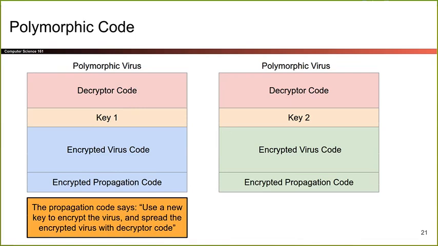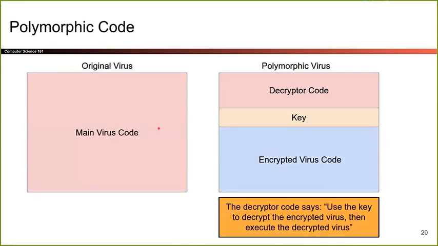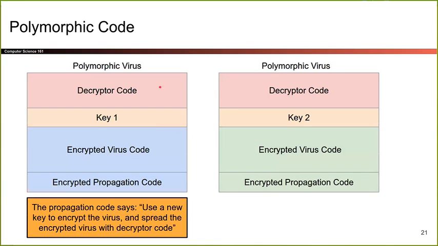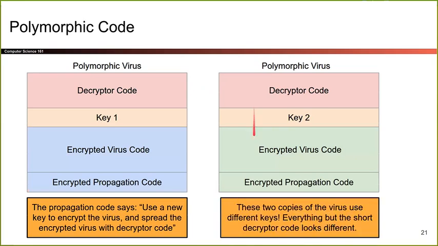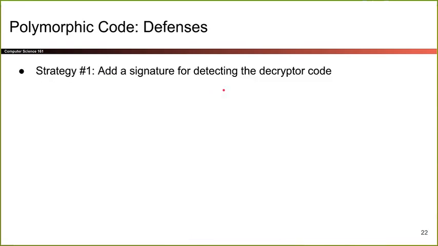So now, instead of having this gigantic red blob to detect, the antivirus is down to just the decryptor code. And we'll see why this might spell trouble for detectors. Okay. So again, these 2 copies use different keys, so everything looks different. And again, the only thing that looks the same here is the short piece of decryptor code. Okay. So as someone just said, one strategy for this is to add a signature for detecting decryptor code. The decryptor code probably looks the same in every single virus. So why don't we just detect the decryptor code?